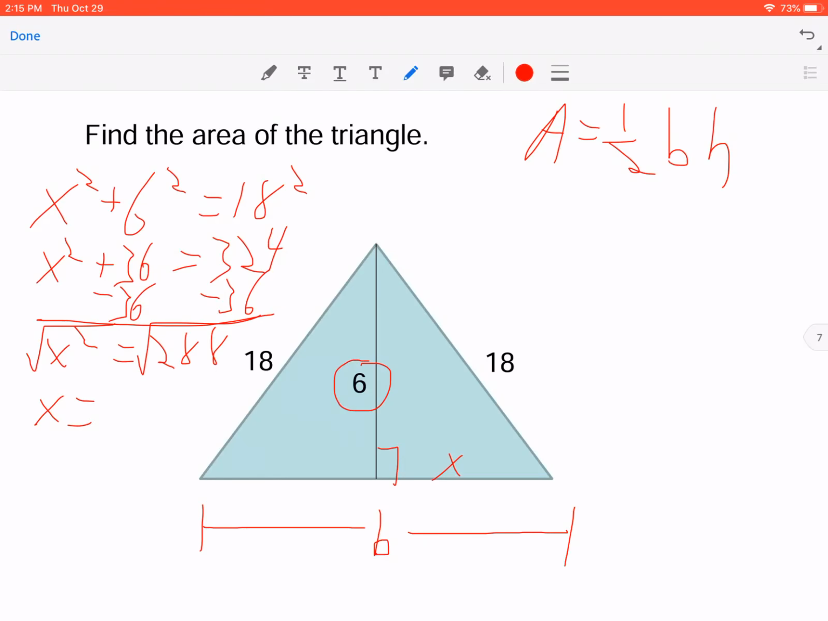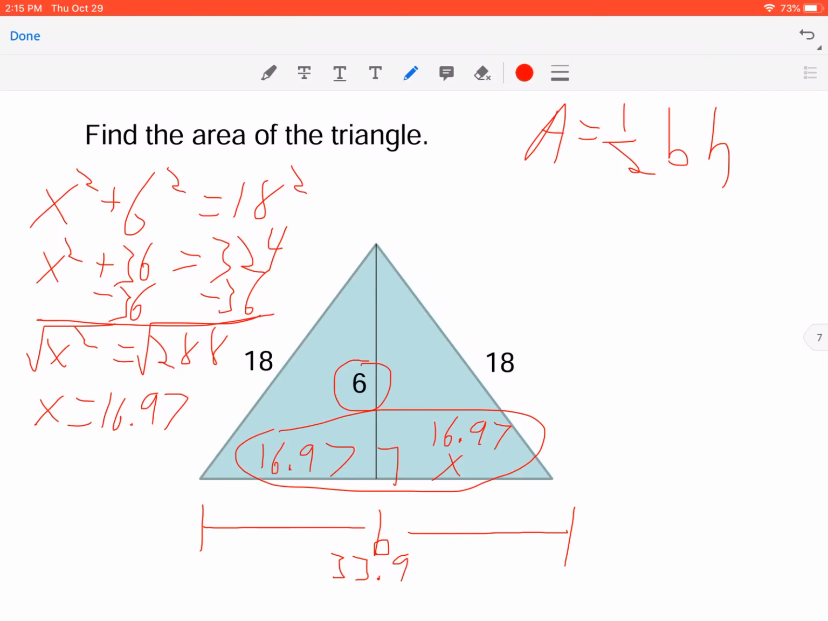And that's 16.97. But remember, that's only half of the base. The other piece here must be 16.97. So if you really wanted to find the total base, add these two together. So if you add those two numbers together, 33.94. So let's go back up here to area.